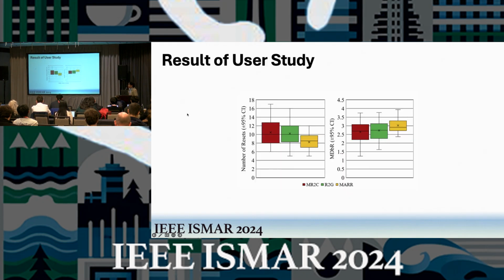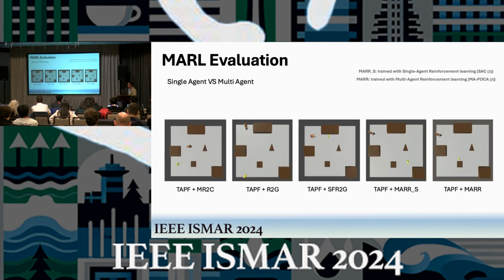So we conducted the user study with 28 people, and the result is that MARR's performance is better than the existing reset controller. Also, I didn't mention that we did a statistical analysis to verify this. And finally, I already said that we used multi-agent reinforcement learning, and in RDW research, they used many single-agent reinforcement learning methods like PPO or soft actor-critic. And we want to show that multi-agent RL is powerful for the multi-user RDW scenario.